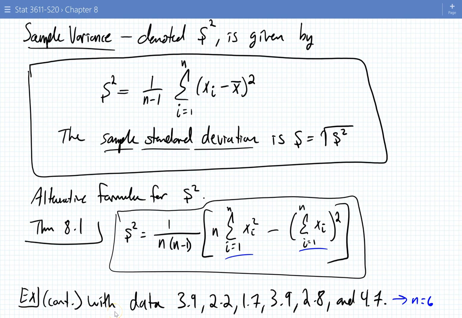All right, in this video, we're going to do the proof for theorem 8.1 to show that it is equivalent to the original definition of the sample variance. Let's buckle up and get down into it.